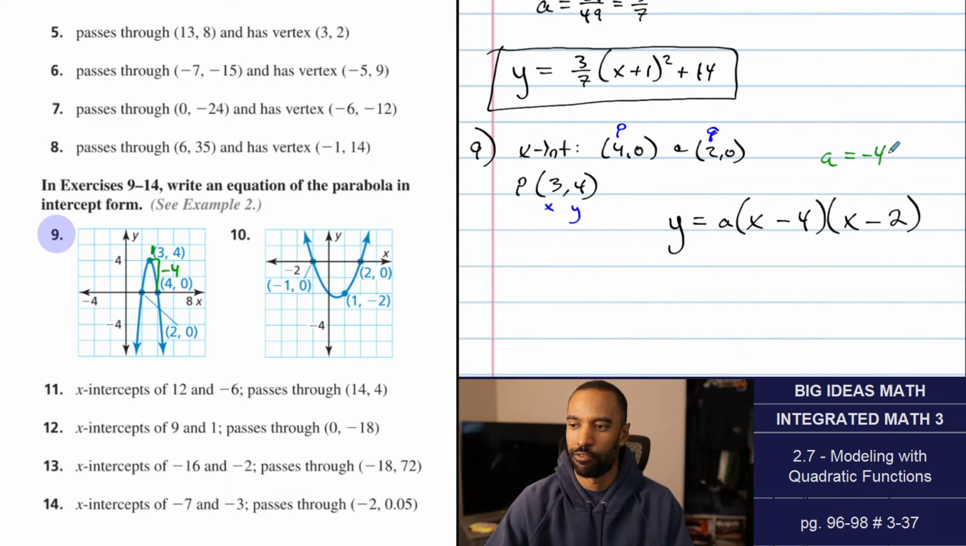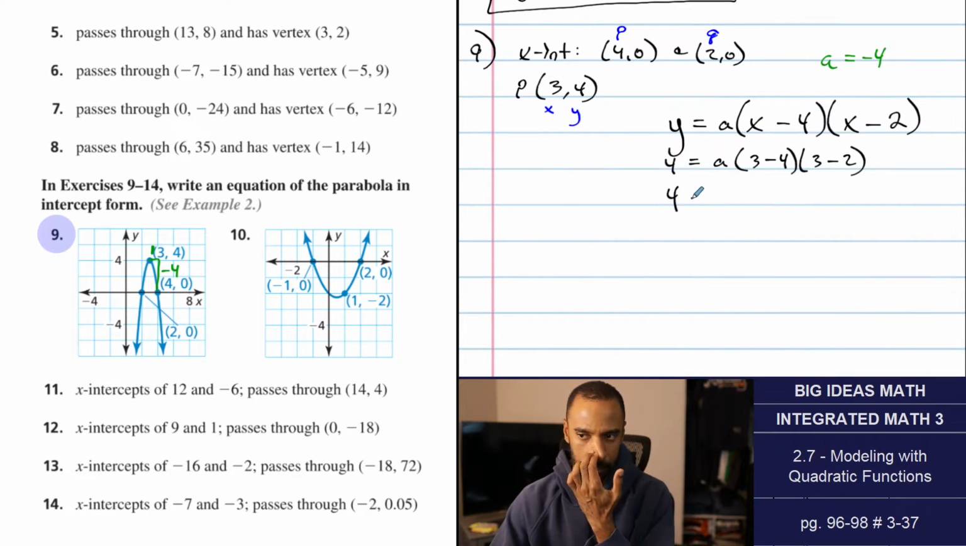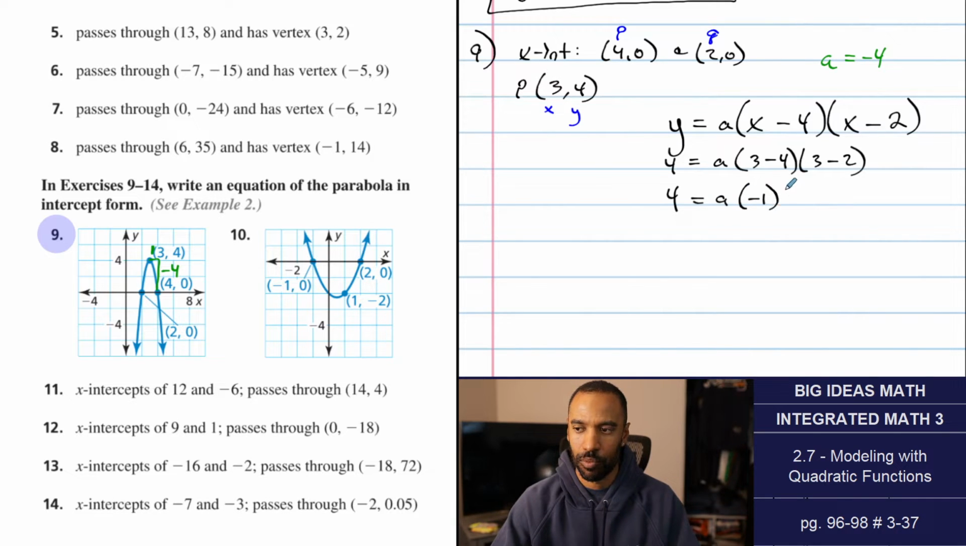A should be negative 4, but let's go ahead and plug in 3 and 4 to figure that out. So 4 equals a times 3 minus 4 times 3 minus 2. So 4 is a times negative 1 times positive 1. Negative 1 times positive 1 is negative 1. 4 is negative a, so a is negative 4. And that's the value you saw above.